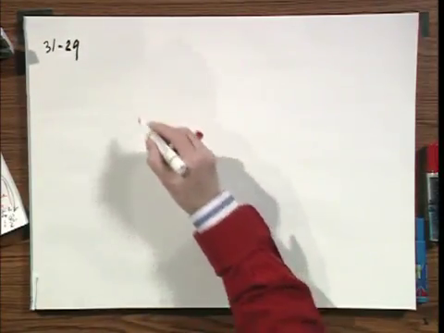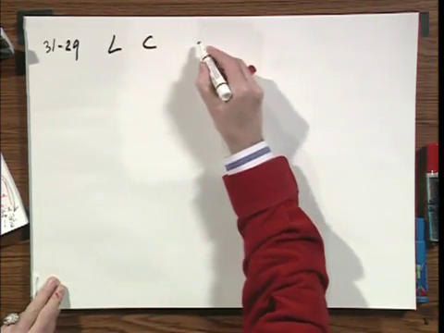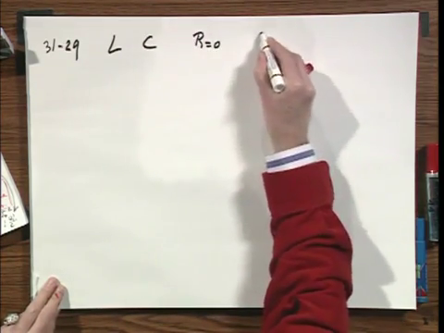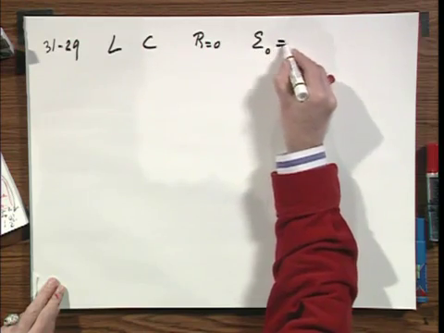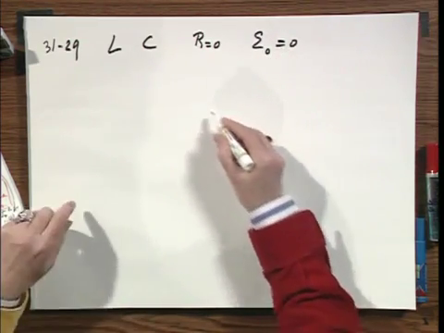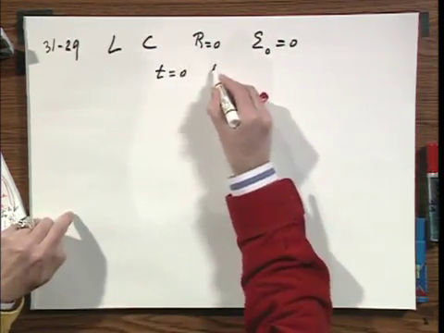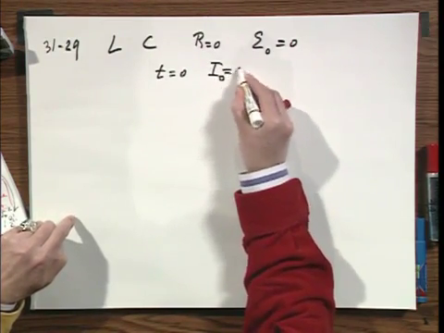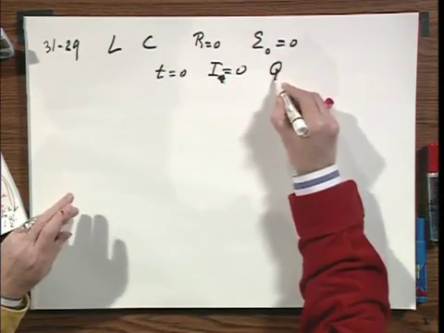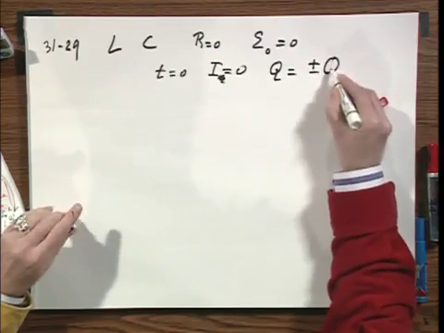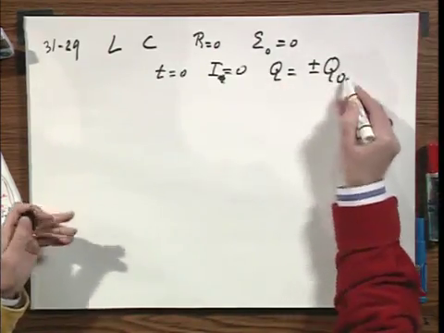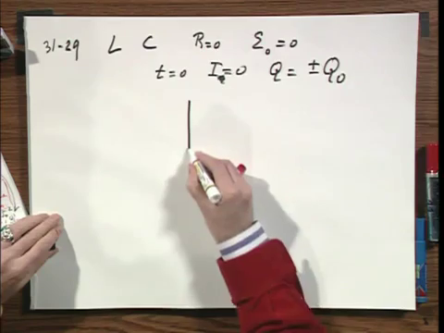3129. We have an L, we have a C, R is 0, epsilon 0 is 0, so there's no driving voltage. And at t equals 0, I equals 0, and Q on the capacitor is either plus or minus Q0. One plate, of course, has a positive charge and the other plate has a negative charge.